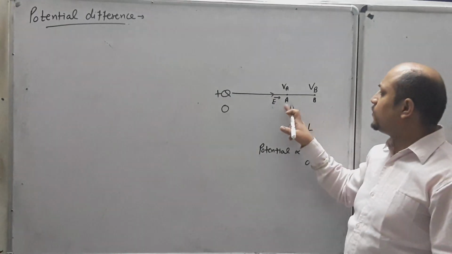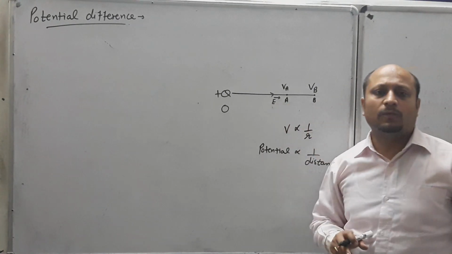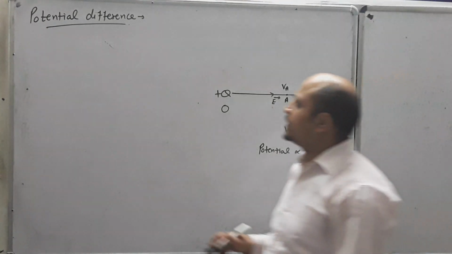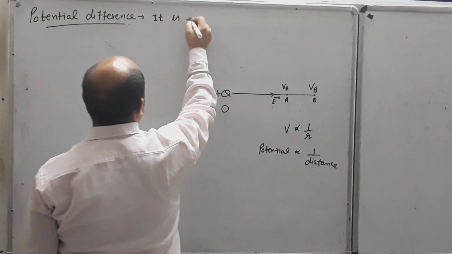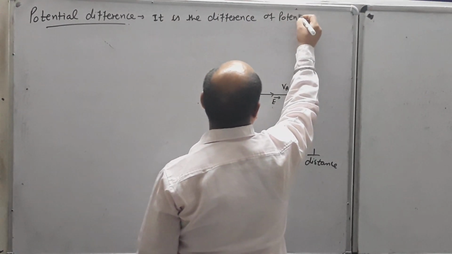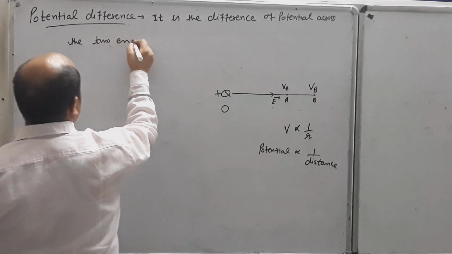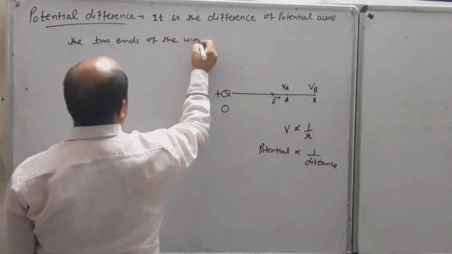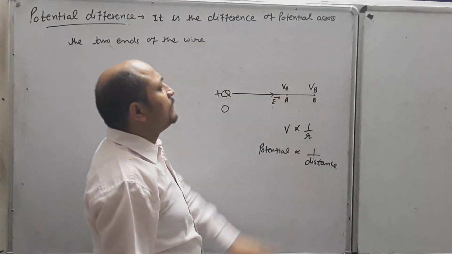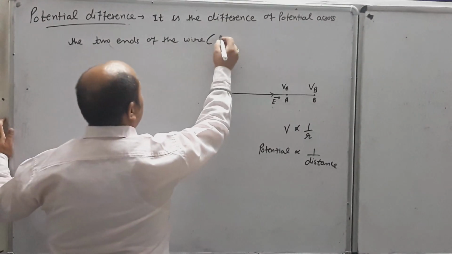अब बी पॉइंट को ध्यान से देखिए, इस क्यू पॉइंट से दूर है, ए पॉइंट क्यू पॉइंट के पास है, इट मींस यहां पोटेंशियल ज्यादा होगा और यहां पोटेंशियल कम होगा. तो ये जो डिफरेंस है दो एंड्स के ऊपर पोटेंशियल का, दैट इज नोन एज द पोटेंशियल डिफरेंस. सो व्हाट इज पोटेंशियल डिफरेंस? इट इज द डिफरेंस ऑफ पोटेंशियल अक्रॉस द टू एंड्स ऑफ द वायर. सपोज दिस इज द वायर, द पोटेंशियल एट पॉइंट ए इज वी ए एंड द पोटेंशियल एट पॉइंट बी इज वी बी. तो इट इज द डिफरेंस ऑफ पोटेंशियल अक्रॉस द टू एंड्स ऑफ द वायर, और वी कैन से कंडक्टर.